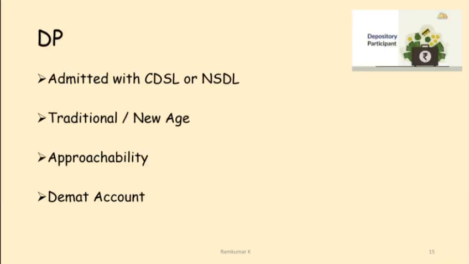You will need to, as the last step in the entire process, select a depository participant, that is a DP, to get the shares dematerialized. You may select a DP after checking if they are admitted with CDSL or NSDL. That is where the shares are available for demat, as you would have found in the first few slides that we saw.